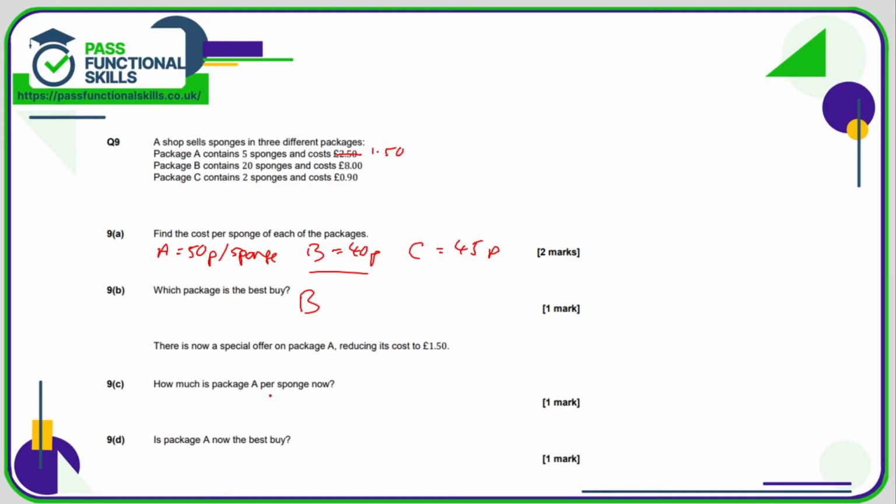So how much is package A per sponge now? Well, that's going to be £1.50 divided by 5. That works out as 30 pence per sponge. Is package A now the best buy? Yes, it is, because 30 pence is less than 40 and 45. So the answer is yes.